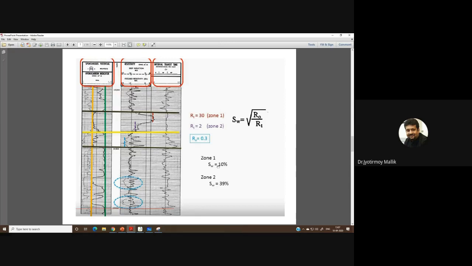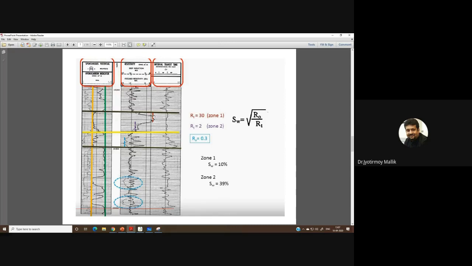That means the hydrocarbon saturation is 90%, right? Because SH is equal to 1 minus SW. You remember? So the hydrocarbon saturation in the red zone is 90%. Similarly, the water saturation in zone 2 here is around 40%. So that means the hydrocarbon saturation is around 60%.